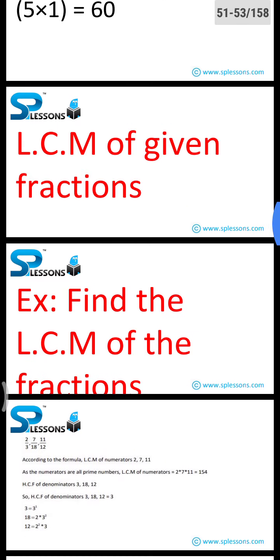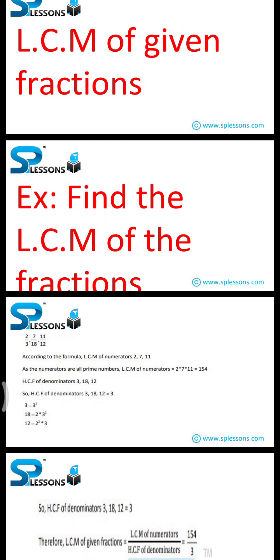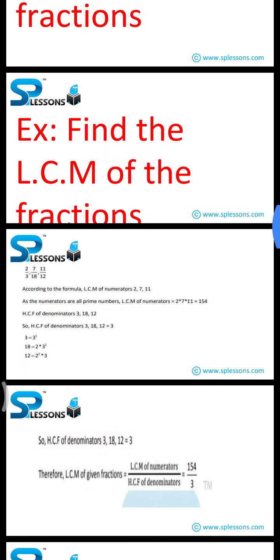LCM of given fractions. Example, find the LCM of the fractions 2 by 3, 7 by 18, 11 by 12. According to the formula, first the LCM of numerators 2, 7, 11. As the numerators are all prime numbers, LCM of numerators is 2 × 7 × 11 equals 154. Then HCF of denominators 3, 18, 12. So HCF of denominators 3, 18, 12 equals 3.